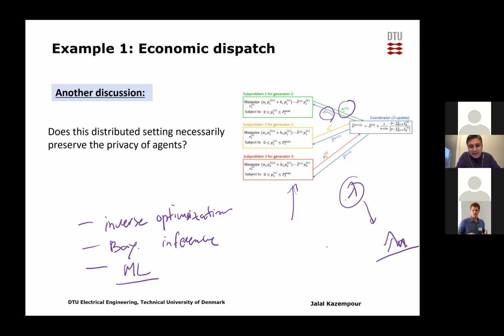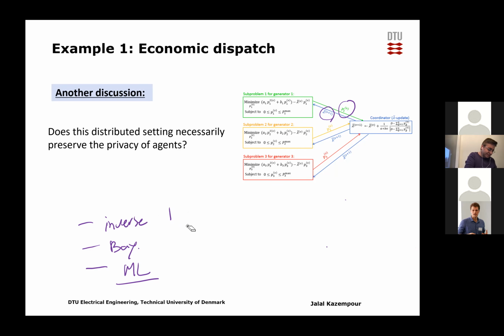So the auctioneer, at least in each node, we might not have many agents. So maybe for a neighboring agent, if we have two agents in the same node, it will be easy to understand what the neighbor agent is doing. Clear? So what I'm saying is that, yes, distributed optimization preserves privacy, but to some extent. We are not saying that it is absolutely a privacy preserving mechanism.